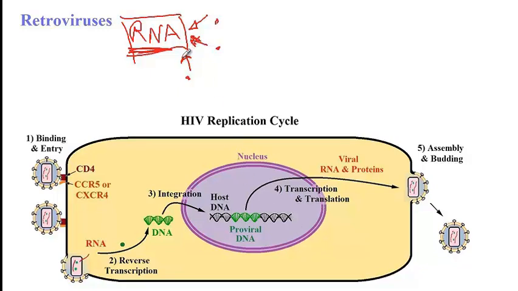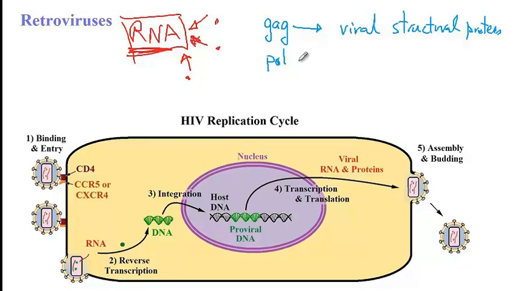Now, in terms of the components of the HIV virus itself, the HIV virus has 3 genes, and these genes include the GAG gene, the function of which is to produce viral structural proteins. It has the POL gene, the function of which is to produce reverse transcriptase, as well as the integrase enzyme.